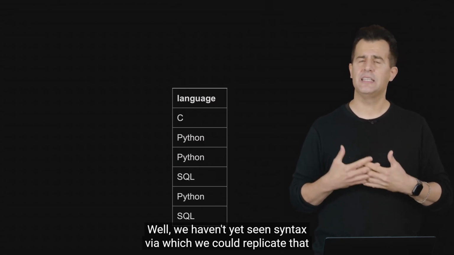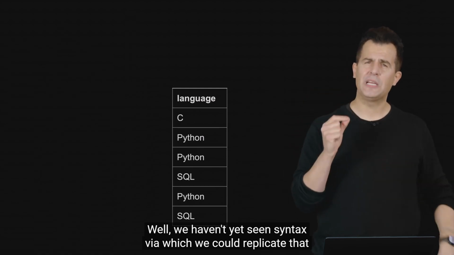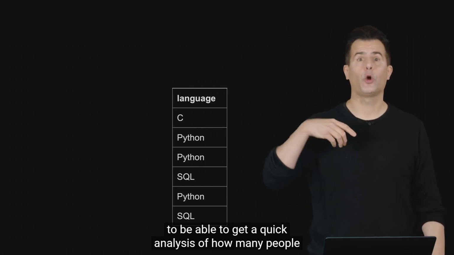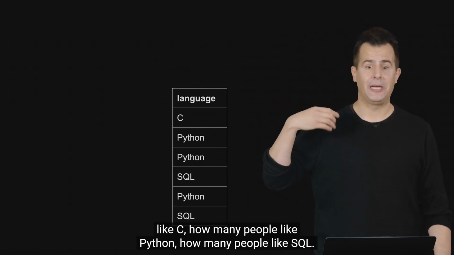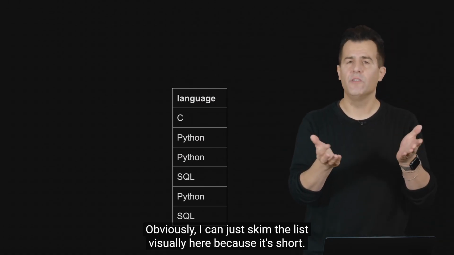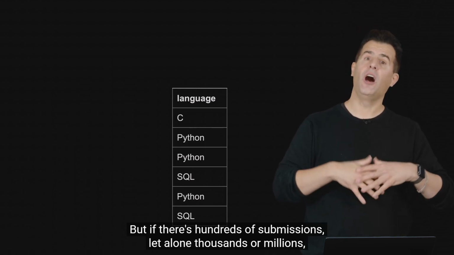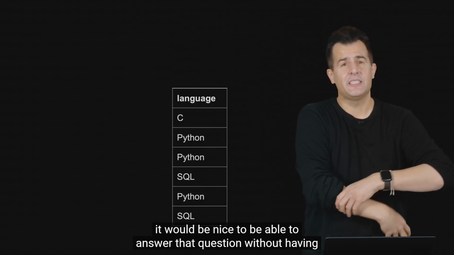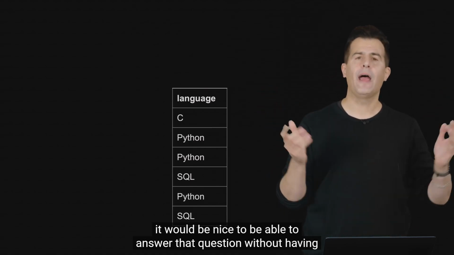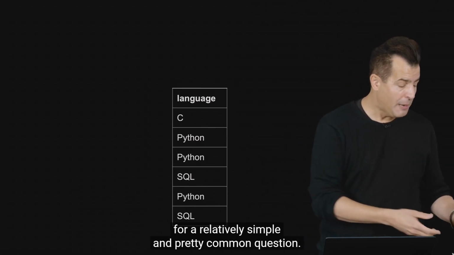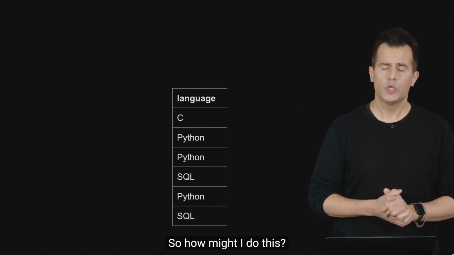Well, we haven't yet seen syntax via which we could replicate that earlier Python program, whereby I really want to be able to get a quick analysis of how many people like C, how many people like Python, how many people like SQL. Obviously, I can just skim the list visually here because it's short, but if there's hundreds of submissions, let alone thousands or millions, it would be nice to be able to answer that question without having to write a dozen or more lines of Python code for a relatively simple and pretty common question. So how might I do this?